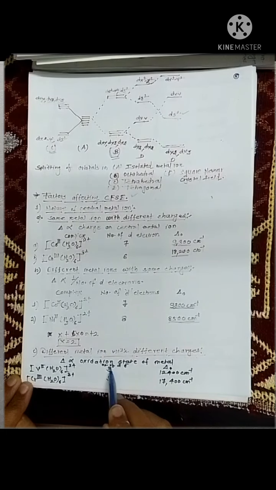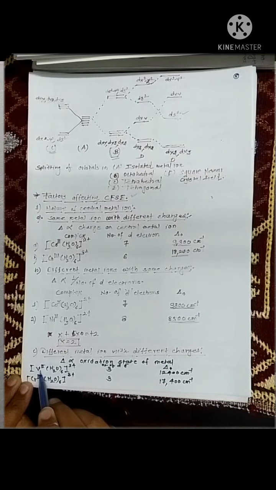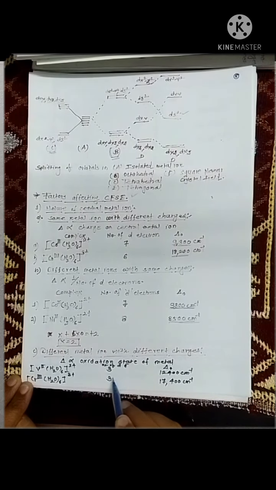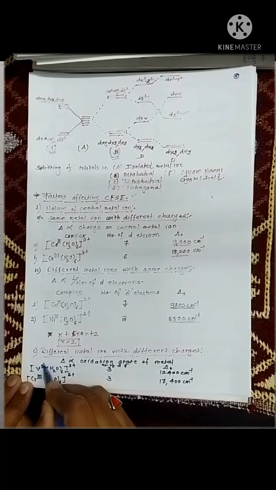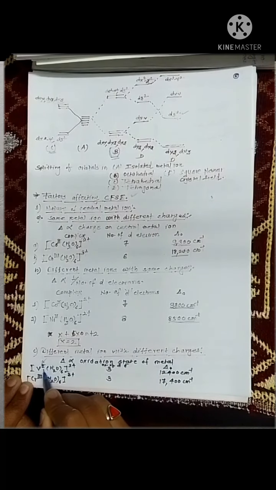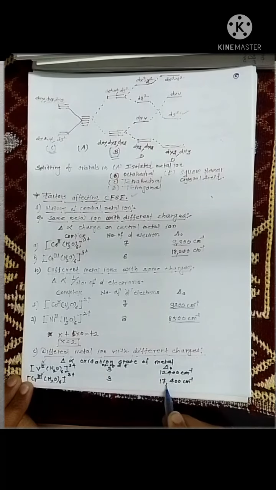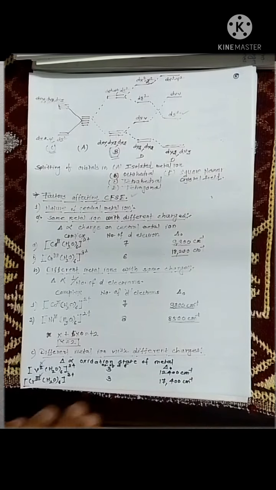In this case, number of d electron in both the cases, that is vanadium 2 plus and chromium 3 plus, both have 3 electrons in their electronic configuration. But oxidation state, that is the charge on central metal atom, in vanadium it is 2 plus and in chromium it is 3 plus, and therefore chromium has high CFSE value as compared to vanadium. So this complex has CFSE value 17,400 centimeter inverse, while the first complex has CFSE value 12,400 centimeter inverse.